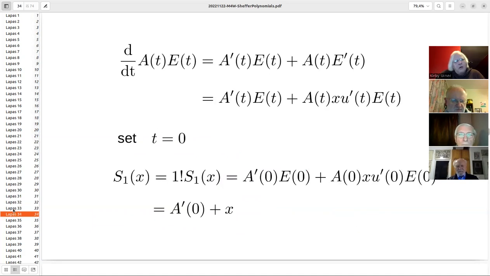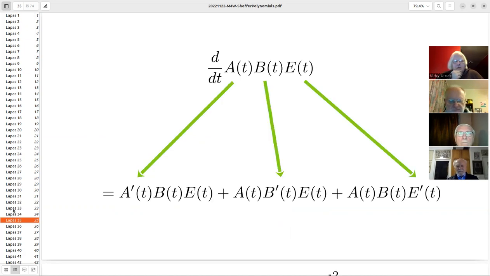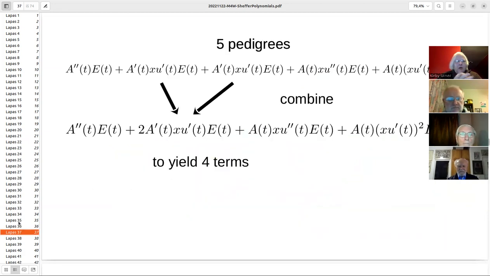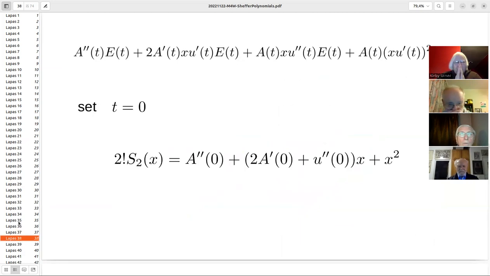And this is the product rule. And so we can start to use the product rule, how it looks. And the crucial thing about the product rule is that if you have lots of terms that are multiplied together and you take the derivative, you're going to get the sum, but you will get each factor differentiated once with the other factors kept the same. So they have some combinatorial regularity. And so if you look at the second derivative, you'll get 5 what I call pedigrees, basically 5 terms. And some of them can combine, but basically you'll get 5 different things. They'll combine to get 4 terms. So we set t equals 0, and you can see that when you set t equals 0, you're going to get a polynomial here.